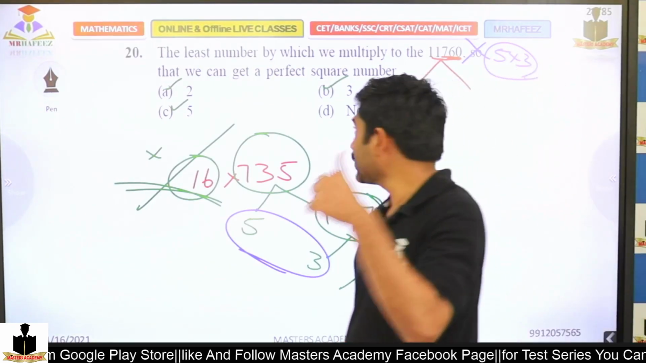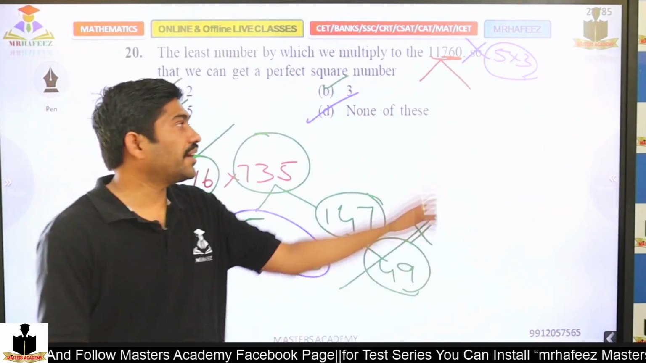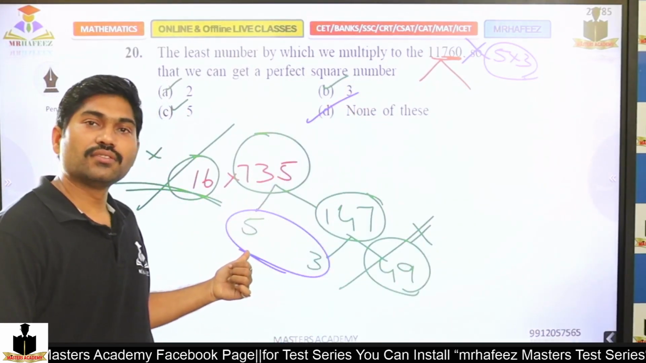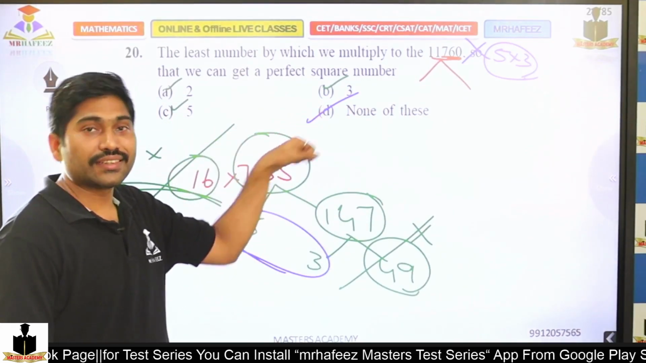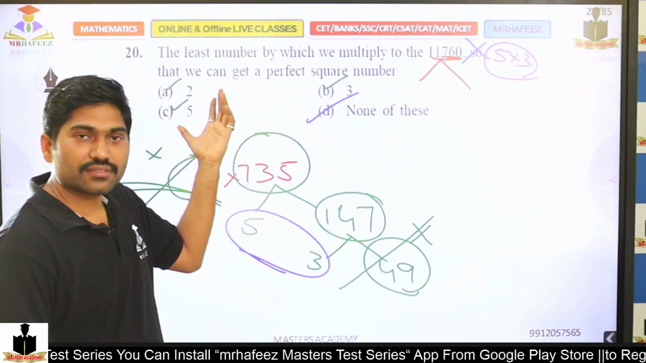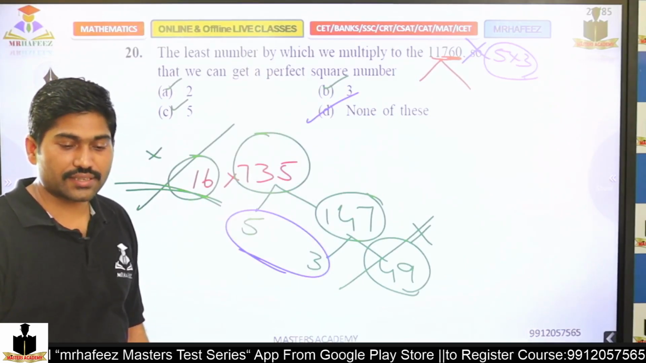Excellent. So the answer is none of the above. If I multiply by 3, the 5 will be there. If I multiply by 5, 3 will be there. If I multiply by both, then the answer is right, but there is no option. So the answer is none of the above. The actual answer is 15.